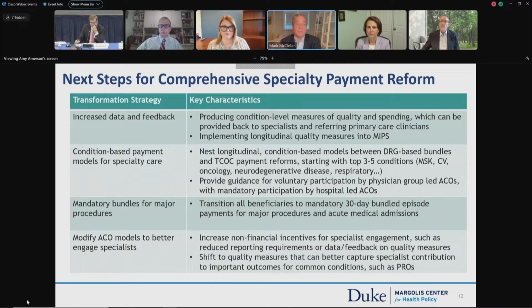Third, the bundled payment programs, this is a little bit beyond my scope today, have shown some important effects. But I'd like to see a path towards more mandatory adoption of those acute episode payments, but nest that within these condition-based models. And fourth, making this a more integral part of ACOs we think can happen in two ways.